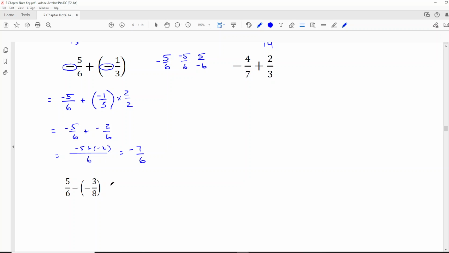Kind of messed up my whole spacing thing here. I like it when everything flows down to the answer, but that's okay. All right, let's look at this one.